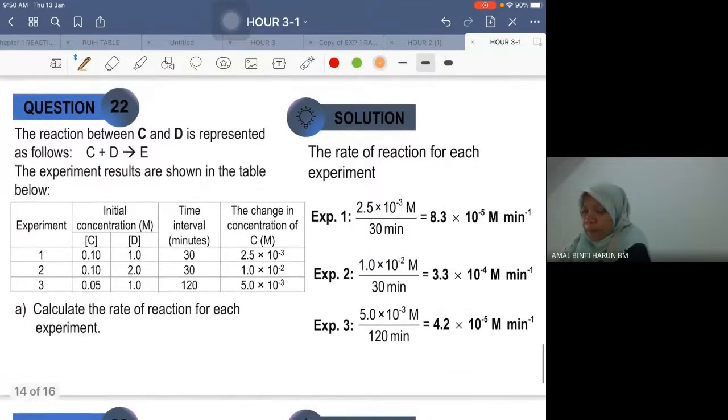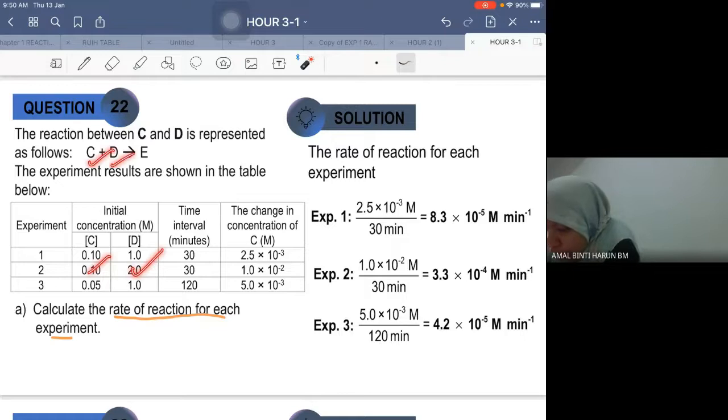22. Calculate the rate of the reaction for the experiment. Rate. Tengok apa yang dia bagi. So, ada concentration C, concentration D untuk reactant. And then you are given the time interval. Okay. So, ini the change in concentration C. Calculate the rate for each of the reaction.